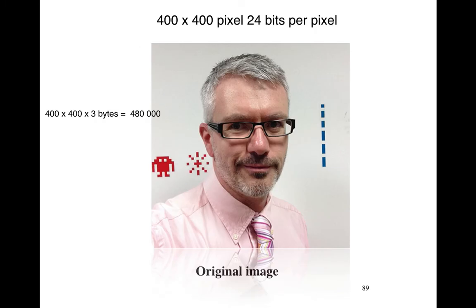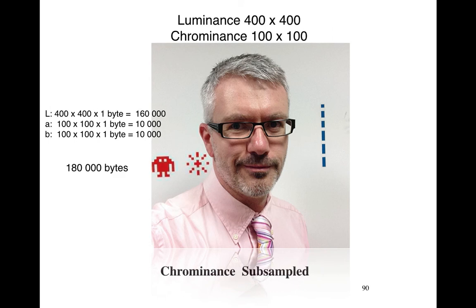So here's a picture of me, and this is 400 pixels by 400 pixels, and there's 3 bytes per pixel because it's 24-bit color. So each pixel is stored in RGB, so 24 bits per pixel. Now, what I did was I brought this into Photoshop and converted it to LAB. So it was still 24 bits per pixel, 8 bits for the L, 8 bits for the A, and 8 bits for the B. And then I subsampled the chrominance parts, the A and the B parts.